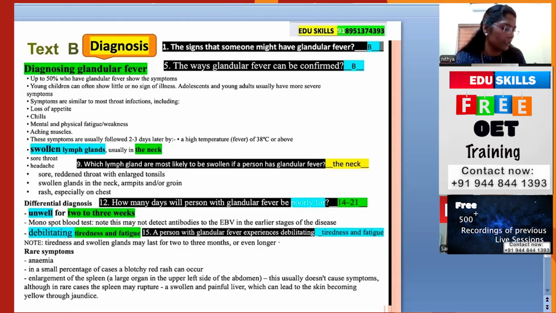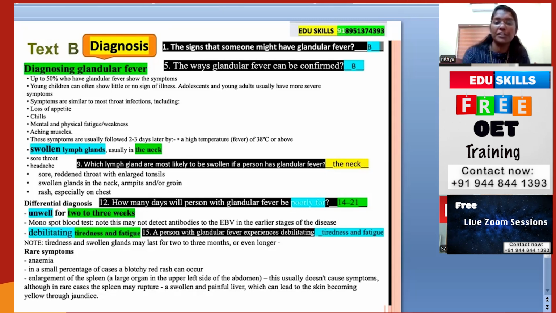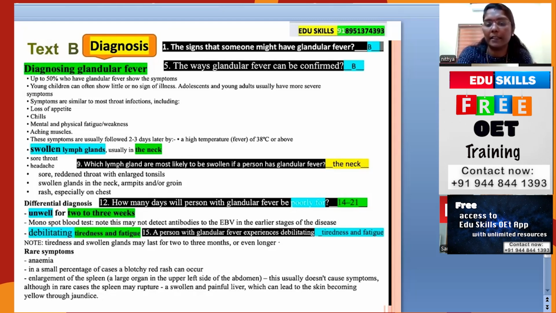How many days will a person with glandular fever be poorly for? Where is poorly? Instead of poorly, what is the synonymous word we can see in text B? Unwell. In text B we can see unwell for 2 to 3 weeks, but the question asks how many days. So what do we have to write? 14 to 21 days. Writing 2 to 3 is not possible: in the text we see weeks, but in the question they are asking how many days. So our answer is 14 to 21.